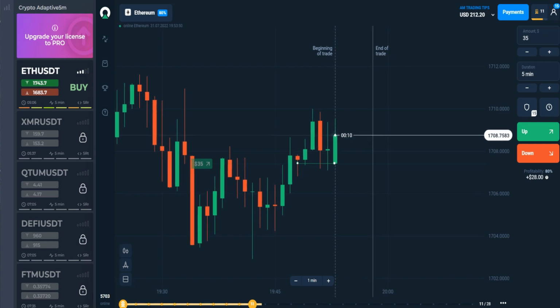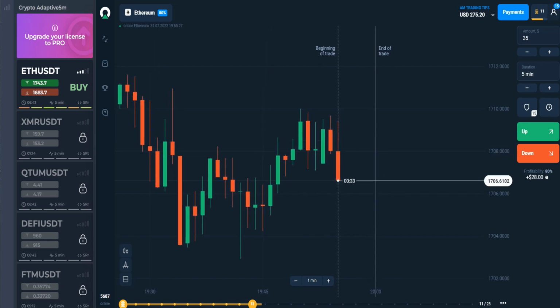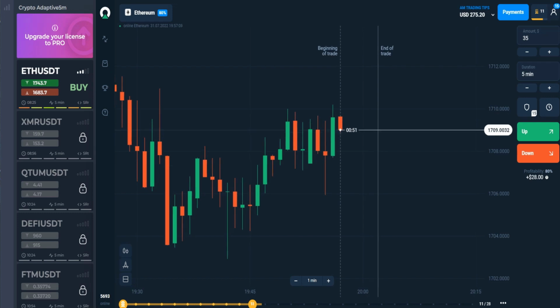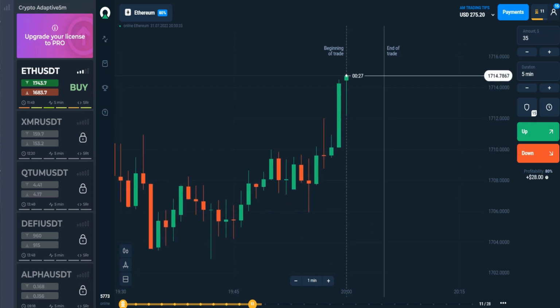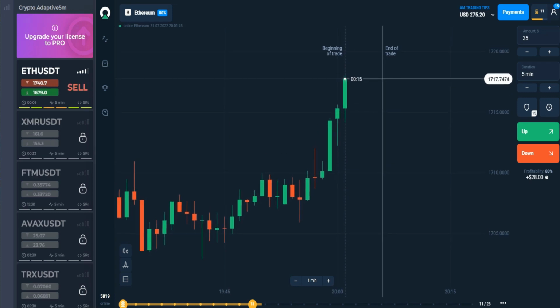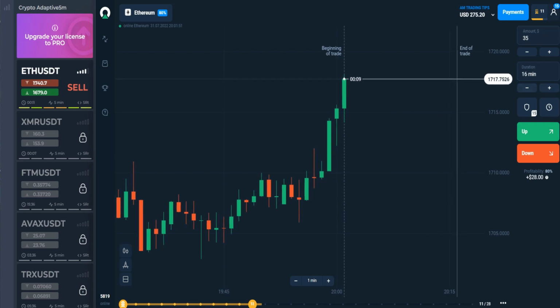Here is a winning trade. So let's wait for the next signals. Here I received a perfect sell signal with the 4 power line. So let's take here a 15 minute expiry sell trade.